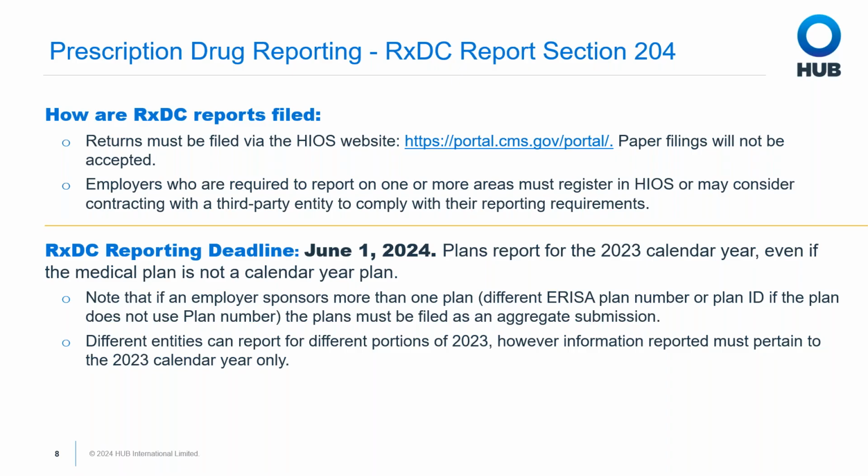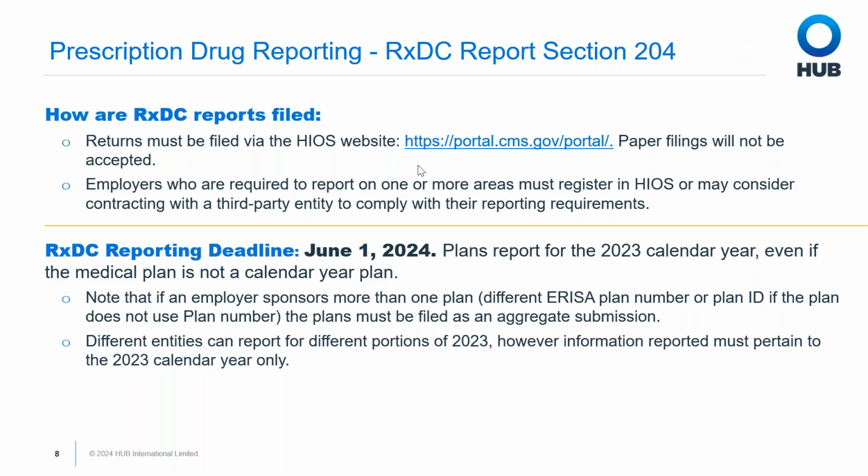How are the RxDC reports filed? They are filed electronically via the HIOS website, which is the website sponsored by the Centers for Medicare and Medicaid Services. Paper filings are not permissible for 2023 calendar year reports. Employers who are required to report on one or more of the medical plans, some may be fully insured and others self-funded, may have to work with different vendors to complete the requirements.